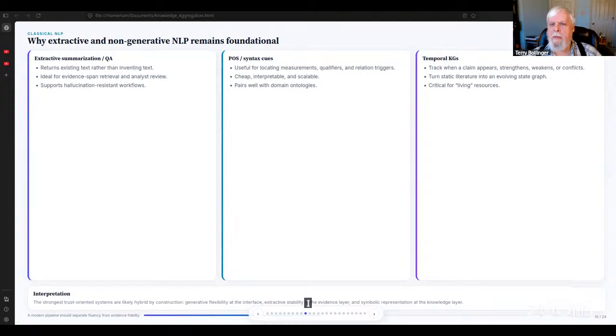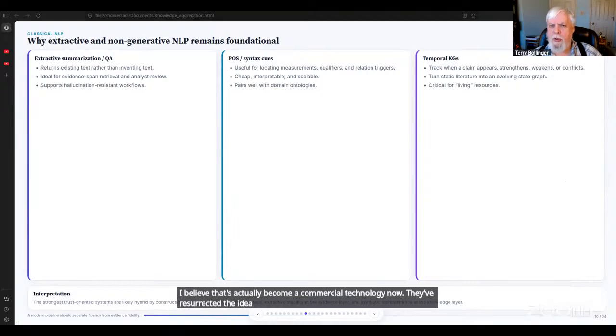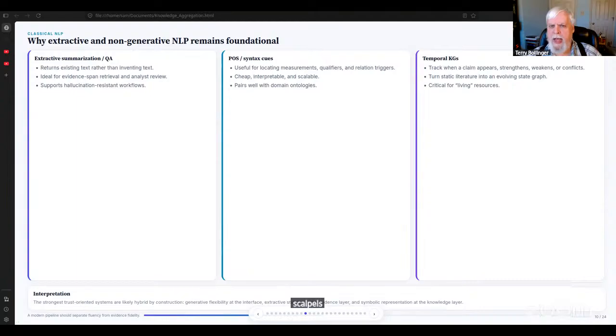I believe that's actually become a commercial technology now. They've resurrected the idea of glass scalpels. So it has actually gotten some use, I believe. I know I saw an article about using such devices. So much information has been lost.